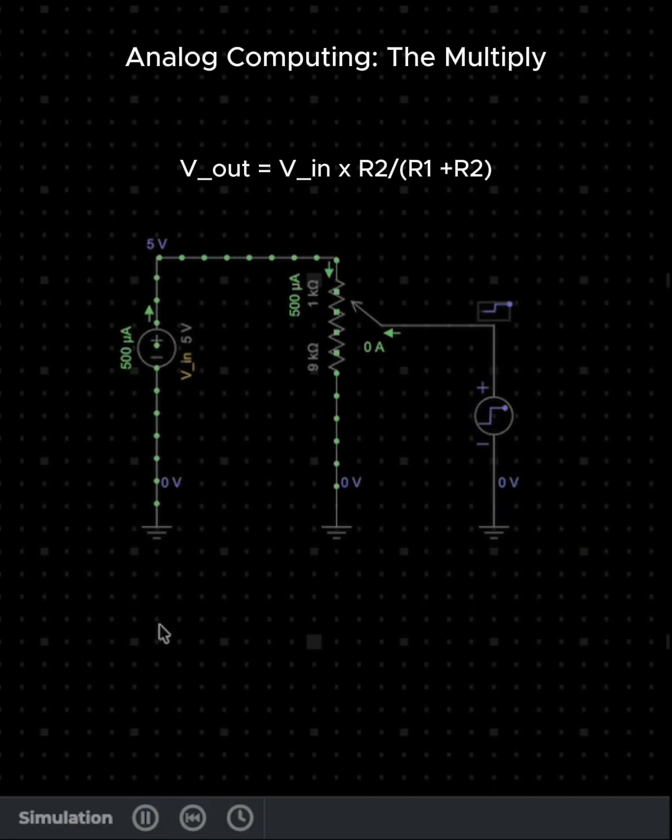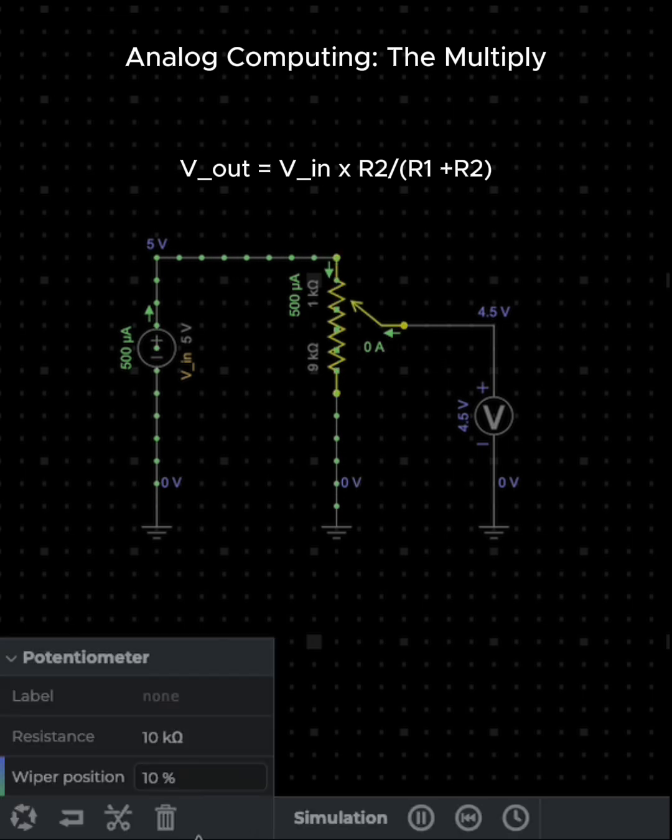Okay, so now let's run it, and we see the output isn't 5 volt and it isn't 0. It is the input scaled by a fraction: how big the bottom resistor is compared to the whole. So here it is 9 by the total resistance, that is 10. So that is 0.9, and when we multiply that with 5, we get 4.5 here. And this is the computation: the input voltage scaled by the fraction of R2 over the total resistance is the multiply setup.